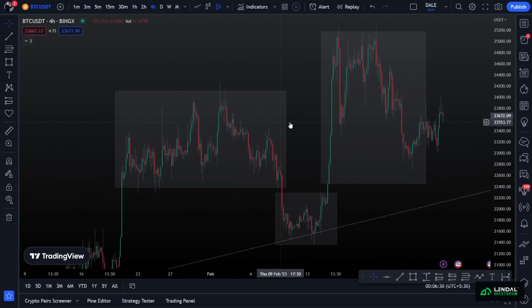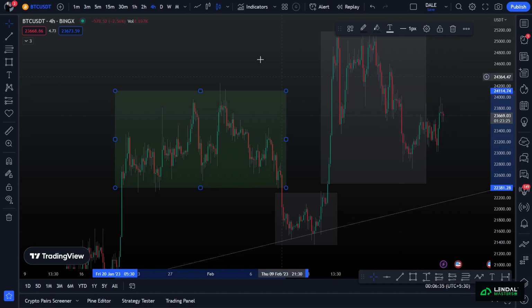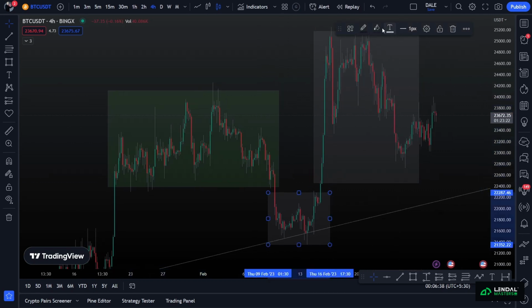And the first one, we can name it accumulation, and this one is manipulation, and this one is distribution.